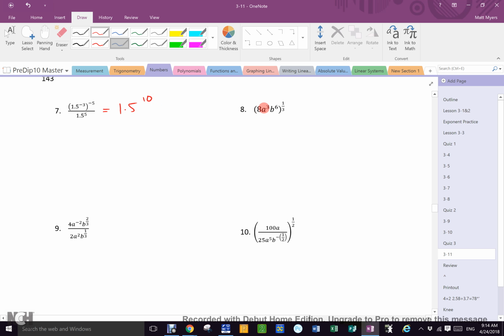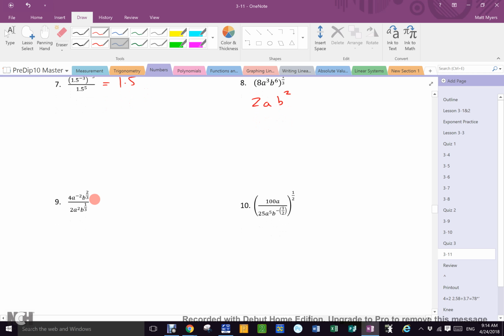Excuse me. This is 2ab squared. Does everybody know why? Because exponents divide. That 1/3 has to go to all of them, so that 8 becomes the cube root of 8, which is 2. 3 times 1/3 is 1, a to the 1. 6 times 1/3 is 6/3, which is b squared. I didn't show the 8. This one is 2.